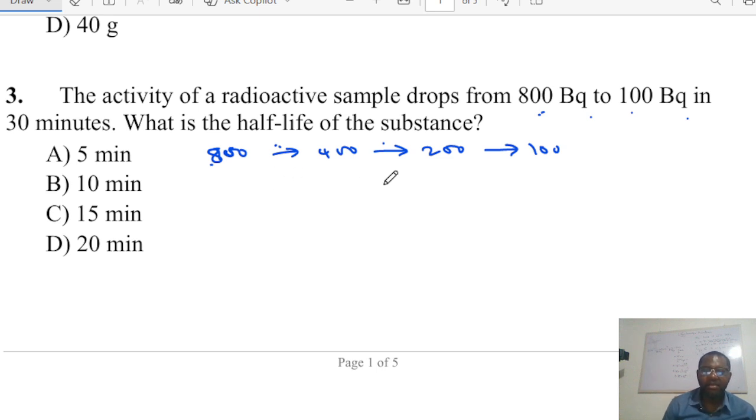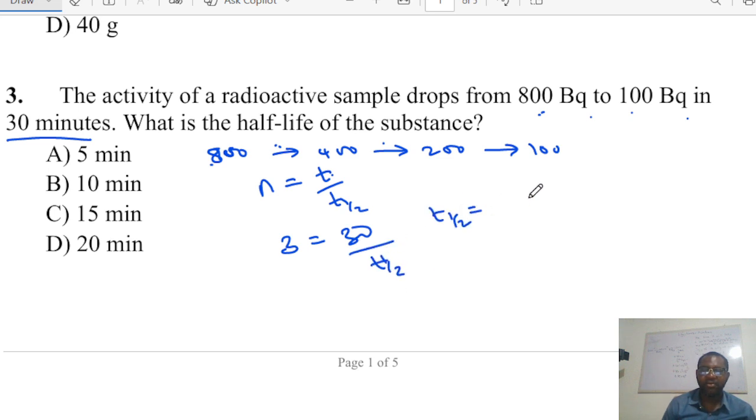Remember that the number of half-lives is supposed to be the total time over the half-life. Since we have 3 half-lives, and the total time given here is 30 minutes, divided by the half-life, that means the half-life is going to be 30 divided by 3, which is equal to 10. So the answer is 10 minutes. Another way you can say it is you have 3 half-lives, so the half-life will just be 30 divided by 3. So 10 minutes, quite easy.